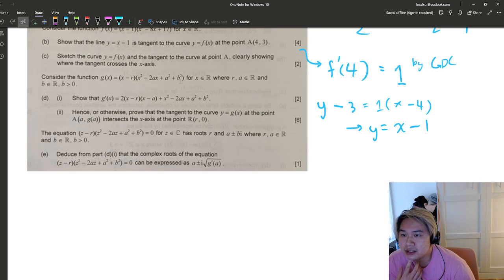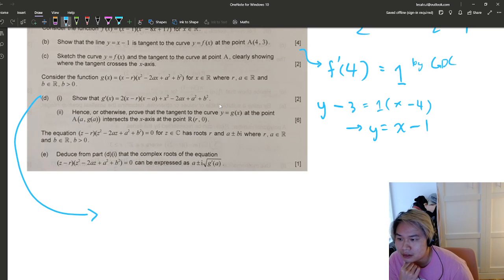Alright, consider the function. Now, in general terms, b is positive. Hence show that g prime is going to be this. Well, okay, I was trying to avoid taking a derivative, but now I cannot. What's the best way to do this? I'm going to use the product rule.